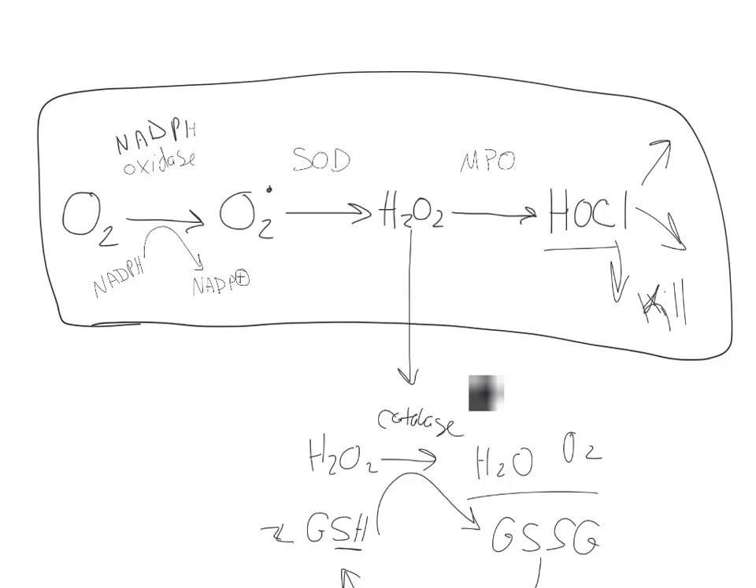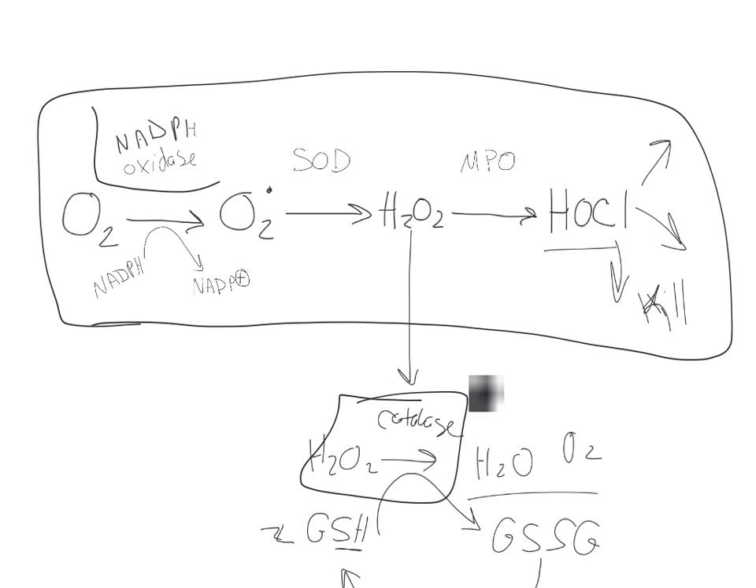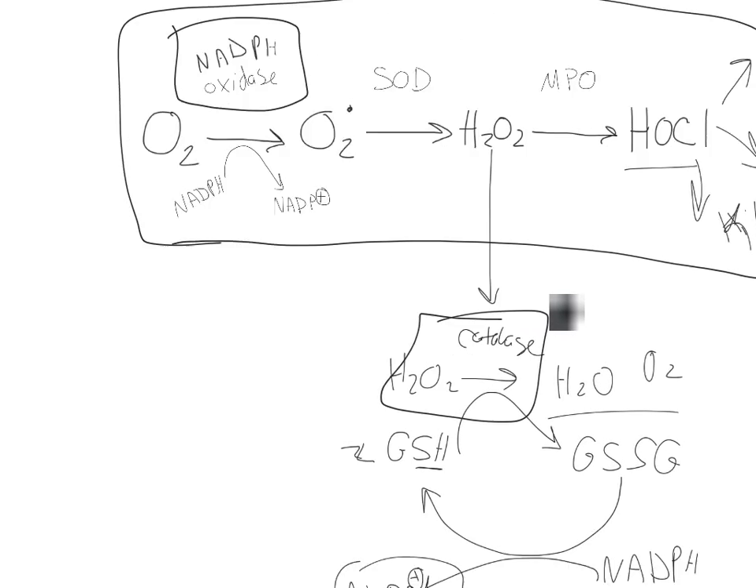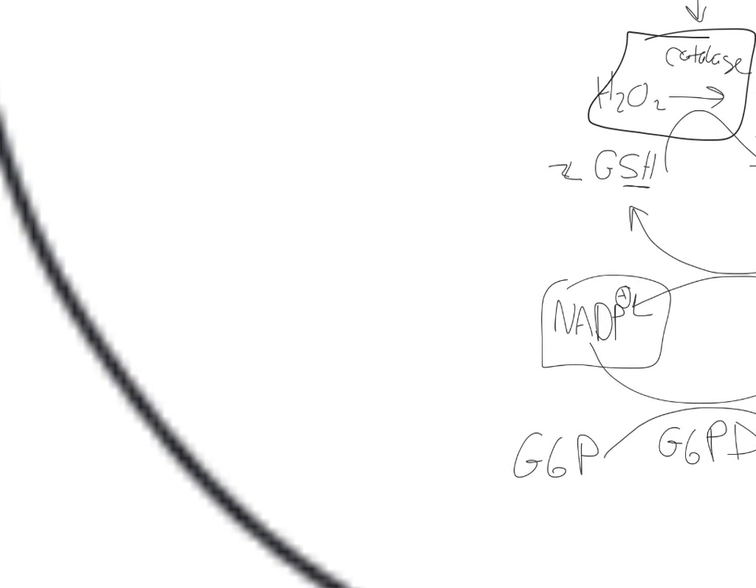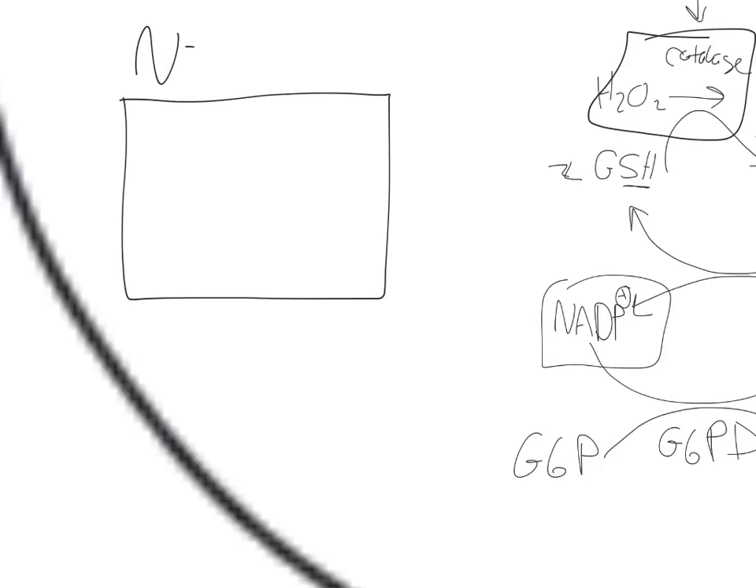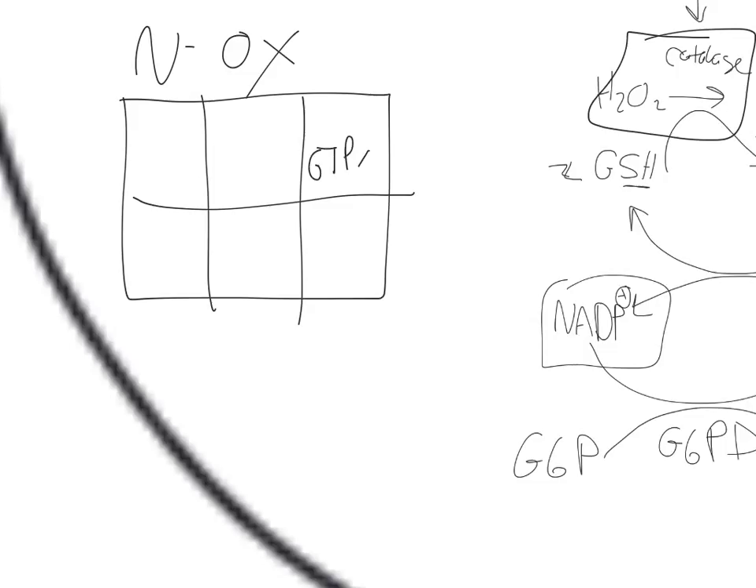and we see that we can get rid of H2O2 with catalase. That'll be important in a minute. But if we were to inspect this enzyme, NADPH oxidase, we would see that it's made up of 6 subunits. So here is my NADPH oxidase. So I'm just going to put NOX. And what it has is 6 subunits. And one of those subunits is a GTPase. So it can use GTP for energy if it needs to.